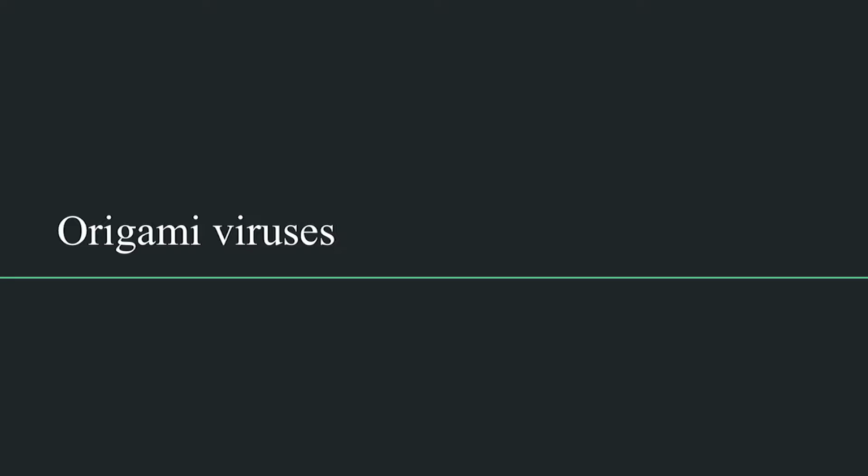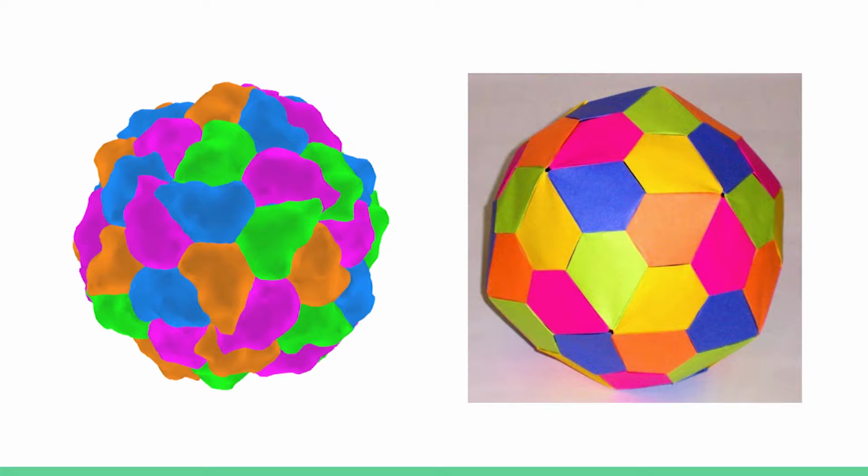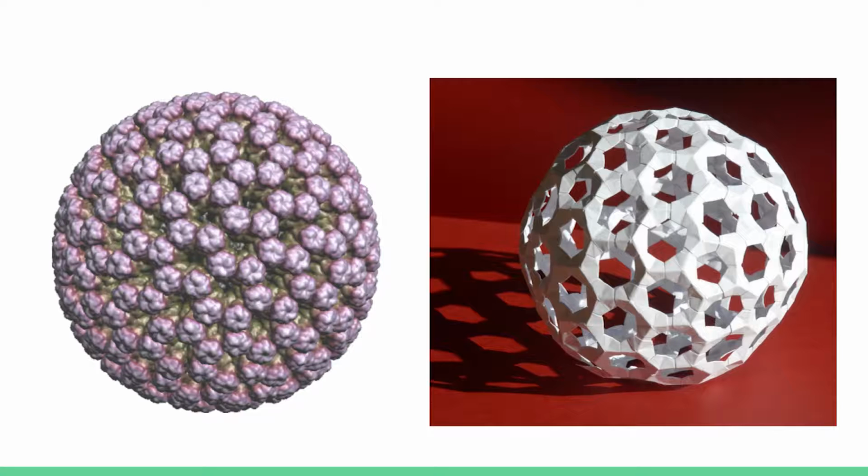But okay, we are interested here in origami viruses. So let's see some of them. Here's the virus from the beginning, and apart from the combination of the colors, these are the same shape. And I promise, the longer you stare at them, the more you realize they have in common. Here's another example. This is rotavirus, and here's a model with a very, very similar pattern. Well, identical pattern.